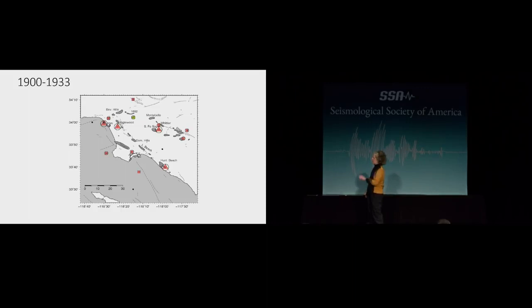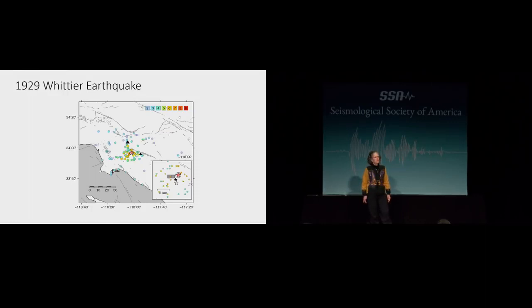One interesting example is the 1929 Whittier earthquake, magnitude 5-ish. All reasonable estimates of the location place it within at most a few kilometers of the active part of the Santa Fe Springs oil field. They're shown in the gray squares.